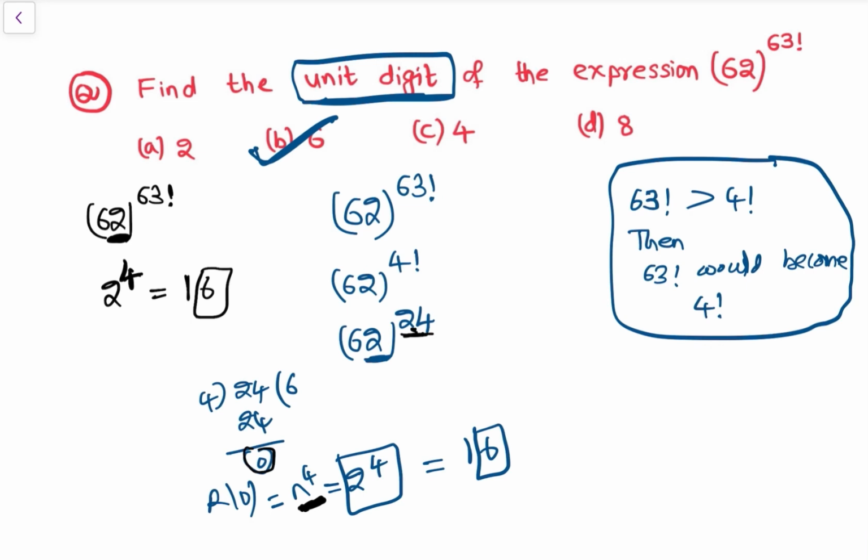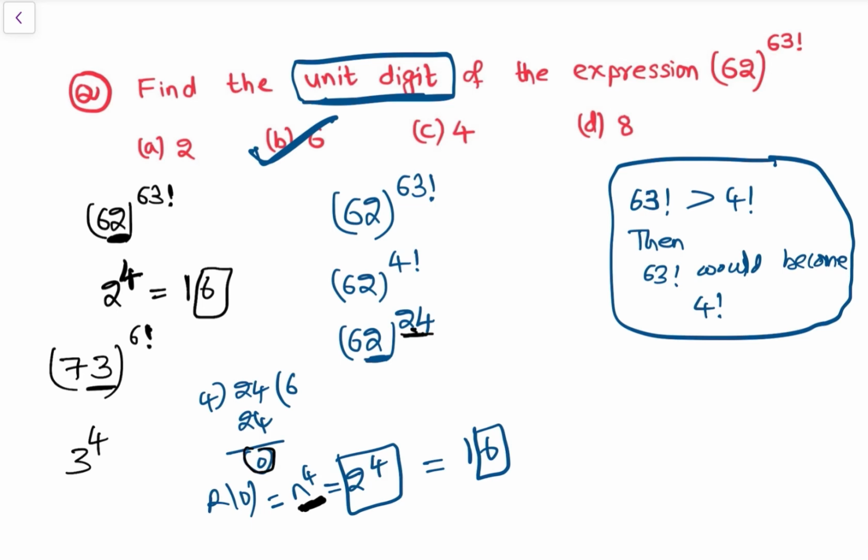ठीक है, जैसे मान लो एग्जाम्पल और ले लो, question is 73 to the power 6 factorial. ठीक है, अब 6 factorial is more than 4 factorial, so it would become 4 factorial, 24. So I will directly take 3 and write 3 to the power 4.